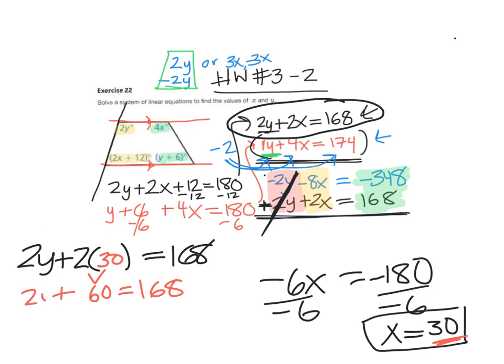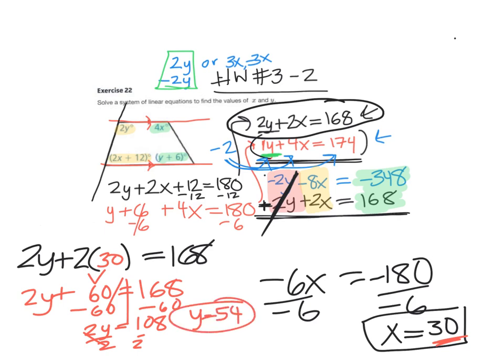And I'm going to solve. So I'm going to minus 60. So I get 2y equals 108. I divide by 2, and I get 54.